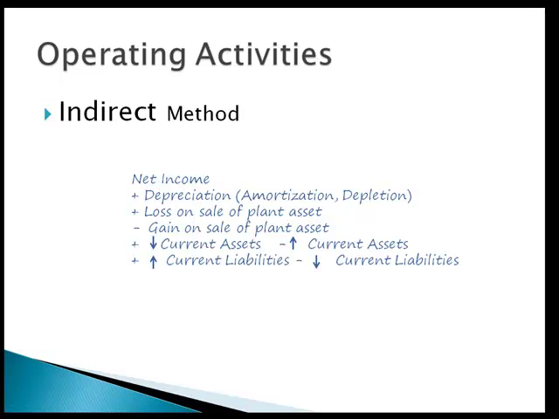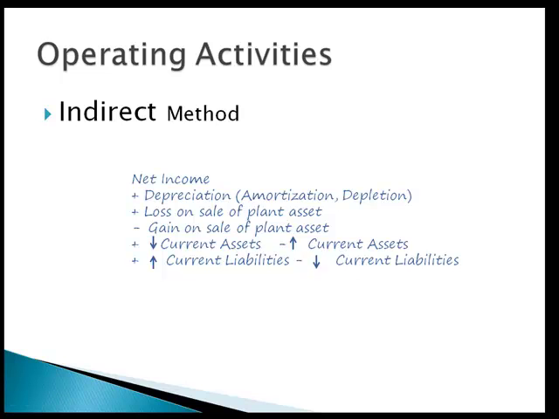Okay, and then we do the same thing with current liabilities, except in the current liability section, we kind of go with the flow. If current liabilities increased, we add it. If current liabilities decreased, we subtract it. And a nice way to think about these adjustments, if you can kind of work on getting these adjustments down: net income plus depreciation plus losses minus gains plus decreases in current assets minus increases in current assets, and then plus increases in current liabilities and minus decreases in current liabilities.